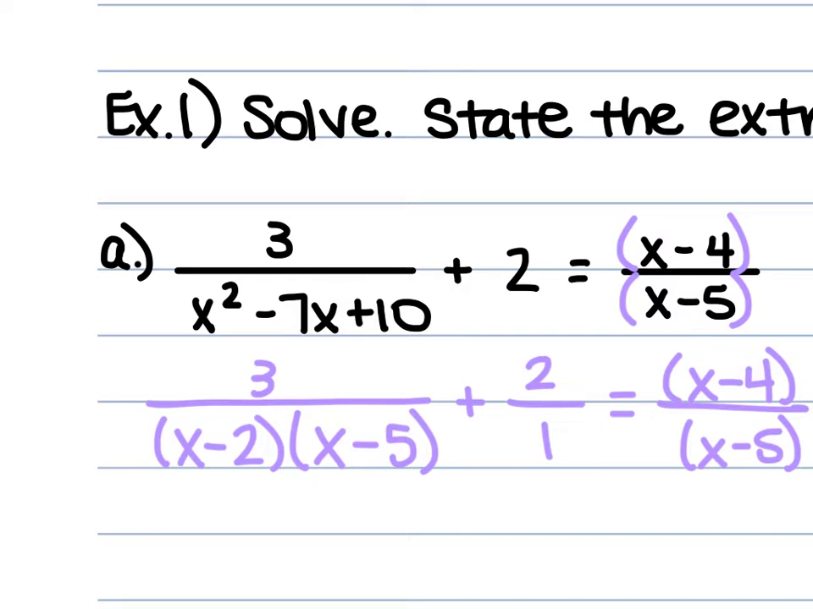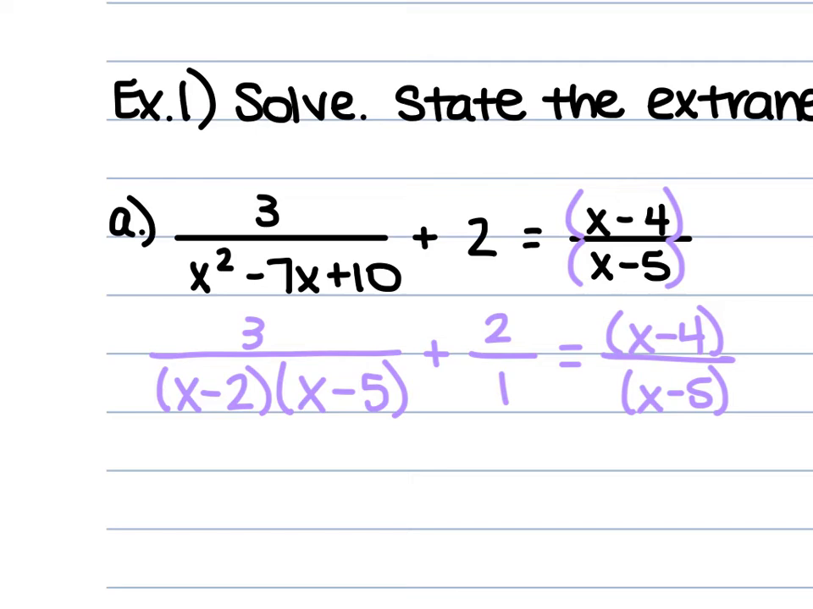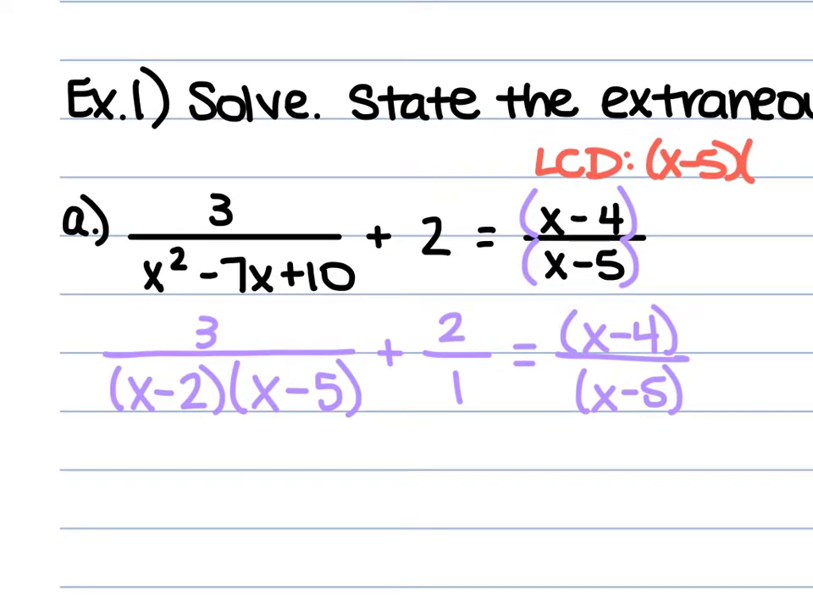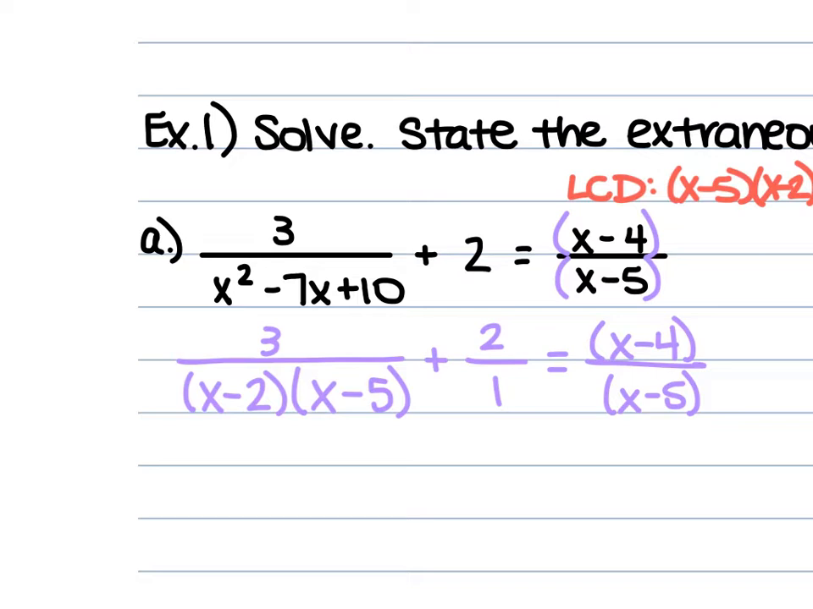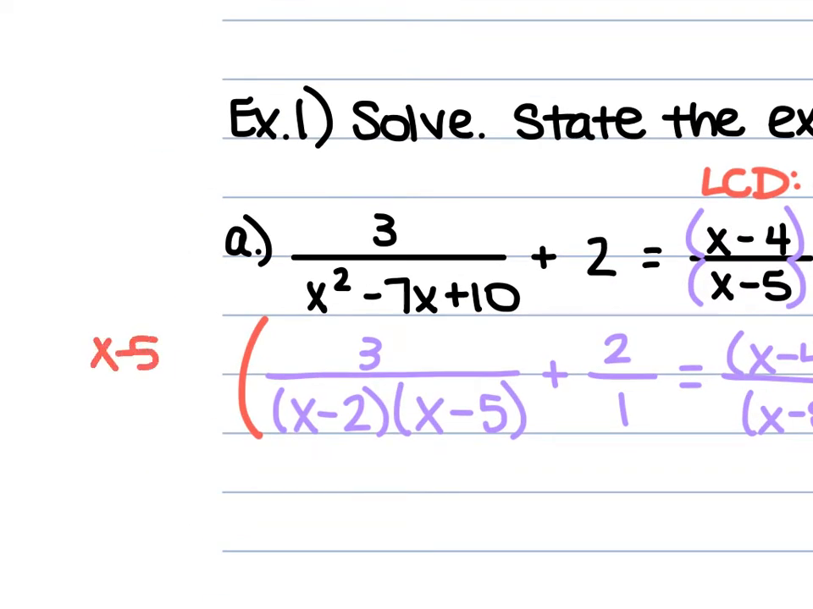Remember, with these, for the least common denominator, you want to look at all of your denominators. You have your x minus 2, your x minus 5, your 1, and your x minus 5. What's the same here? The x minus 5. So we're going to keep that one, and we're also going to have the x minus 2 as well. So your least common denominator is that x minus 5 times x minus 2. So we're going to multiply the entire equation by x minus 5 times x minus 2.